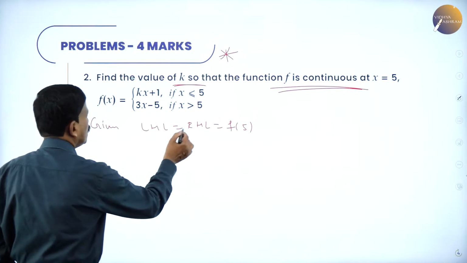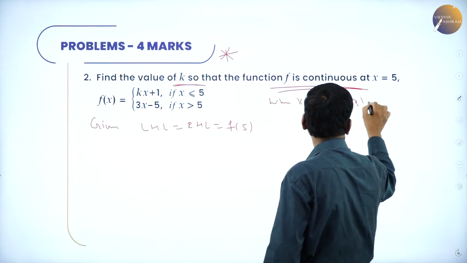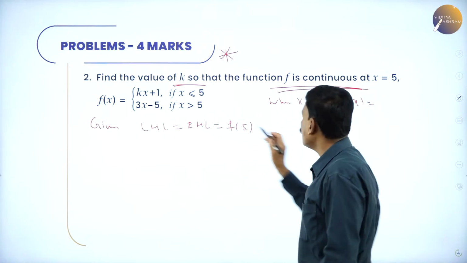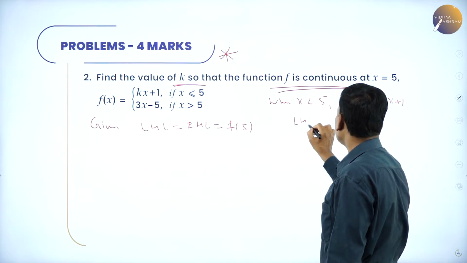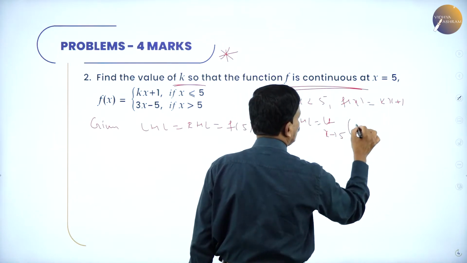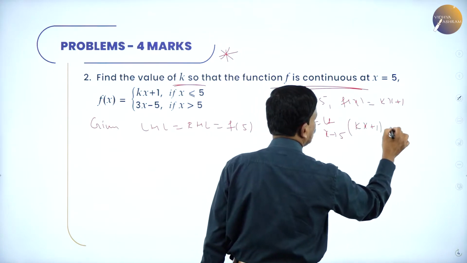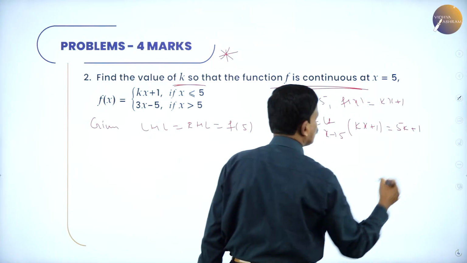Now, let us find out the left hand limit of this. When x is less than 5, f of x is equal to kx plus 1. So, the left hand limit for this function is limit x tends to 5 minus of f of x, that is kx plus 1. Put x equal to 5, then this becomes 5k plus 1.